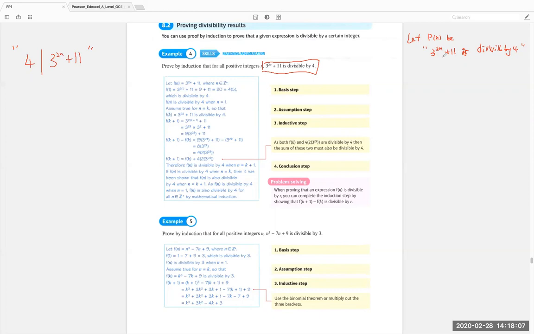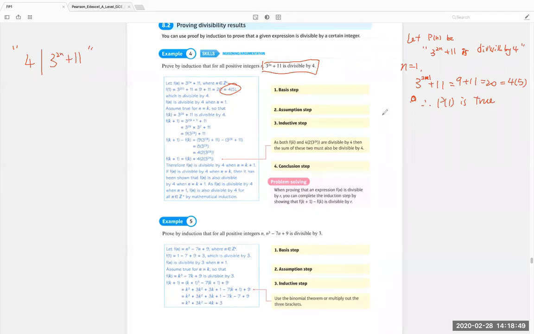So let Pn be this statement, and then next step. When n equals 1, there's no left hand side and right hand side, so you don't need to write them down. You just put in 1 here: 3 to the power 2 times 1 plus 11. And then you get this value, 9 plus 11 is 20. You had better write it like this to show that 20 has a factor of 4. So you say P1 is true.